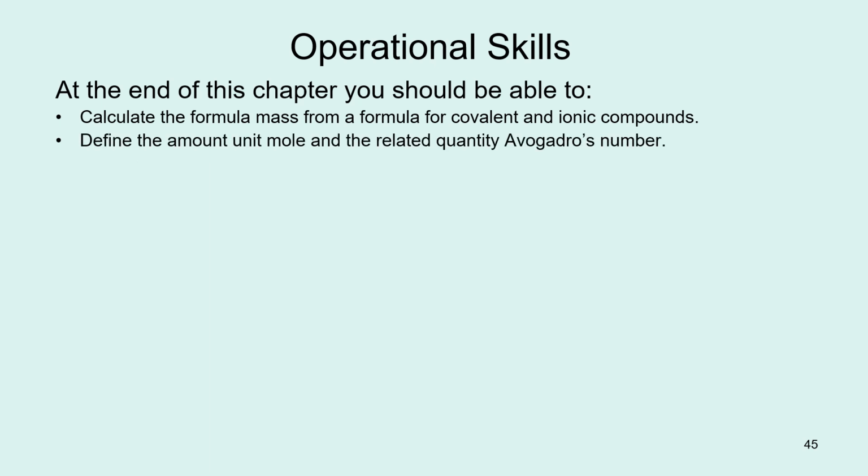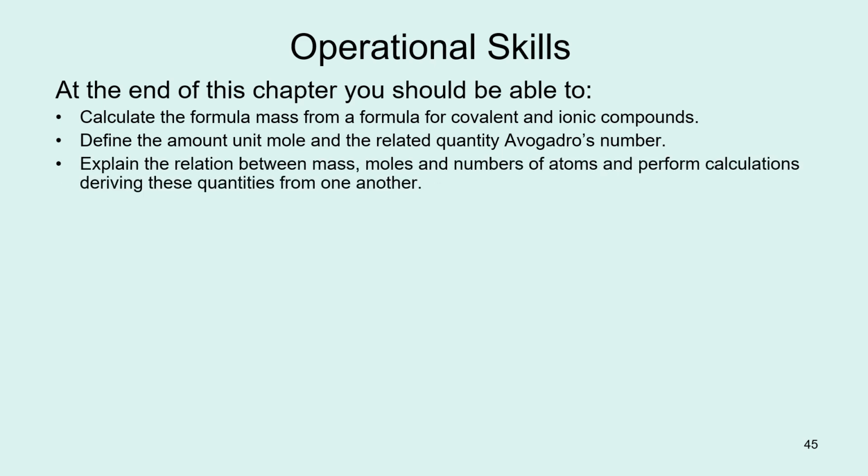Define the amount unit of mole and relate it to Avogadro's number. So we know that the molar mass of any molecule equals 6.022 times 10 to the 23rd molecules equals 1 mole. So again, explain the relationships between mass, moles, and number of atoms. So the atomic mass equals 1 mole equals 6.022 times 10 to the 23rd atoms, or the molecular mass equals 1 mole equals 6.022 times 10 to the 23rd molecules. So be able to do calculations like we did earlier.